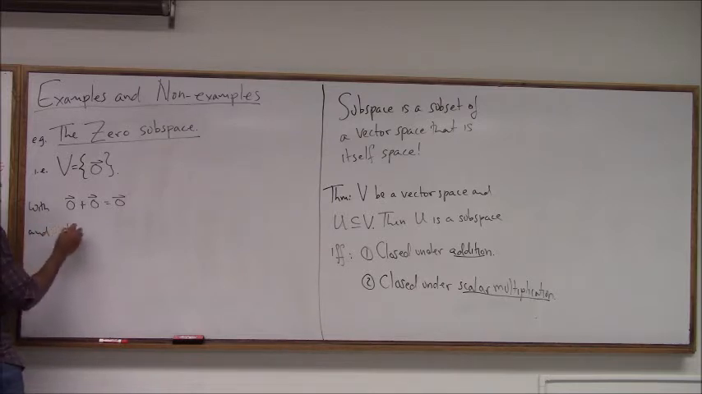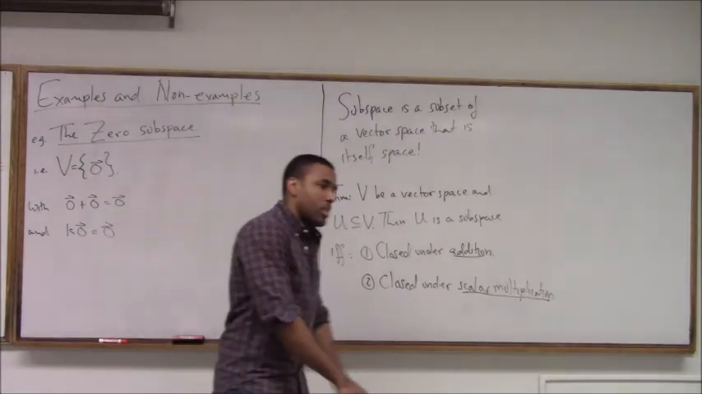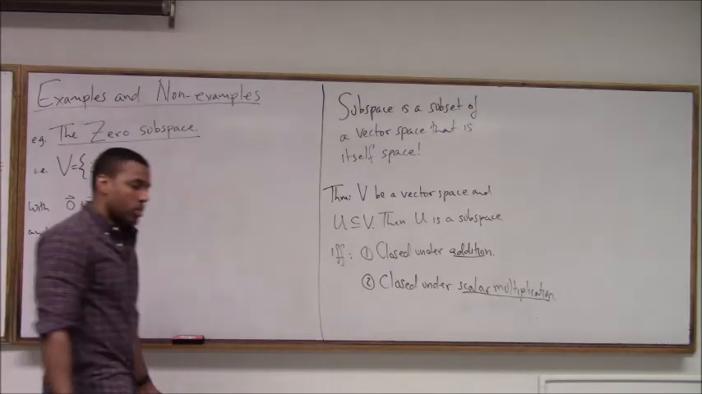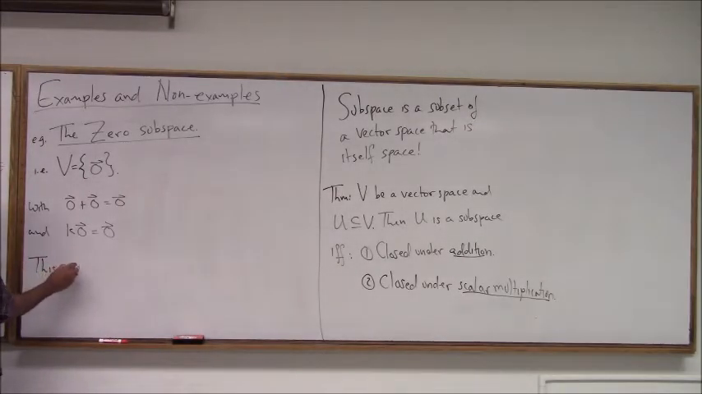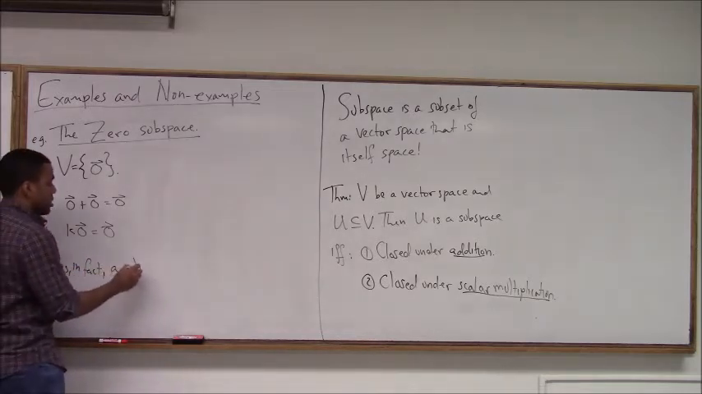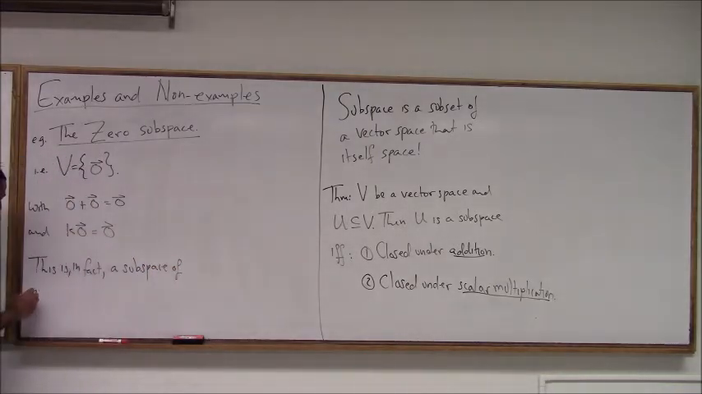And if I take a scalar times 0, I get 0. So the output is always going to be 0, the input is always going to be 0, and so it doesn't really go anywhere, but it does fulfill all the 10 axioms of a vector space, and so it is a vector space. And this is in fact a subspace of any vector space.